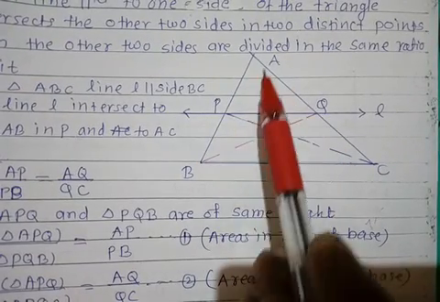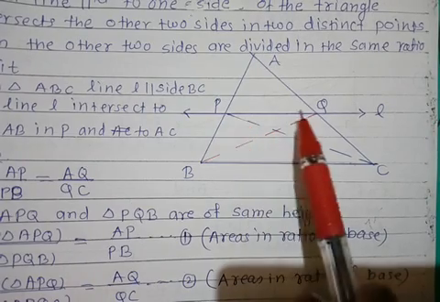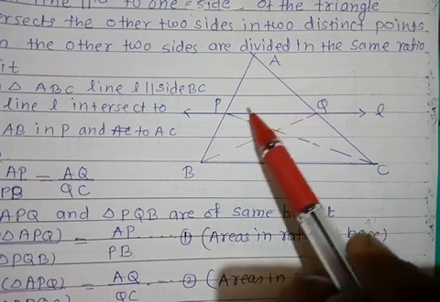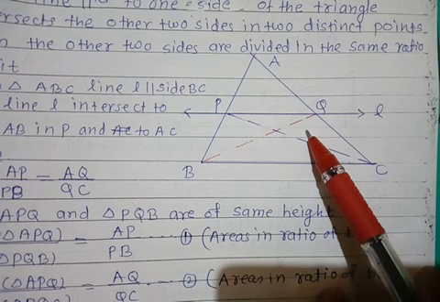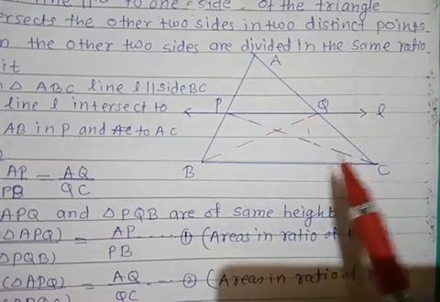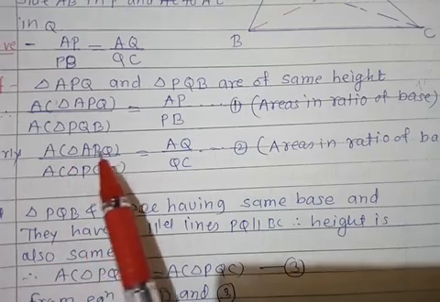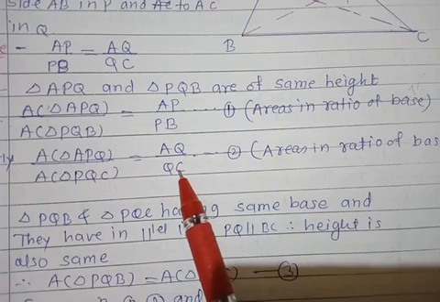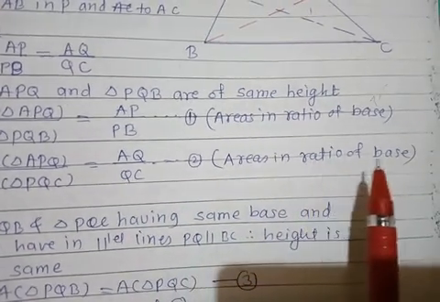That is the same triangle APQ, but take another triangle here, this is PQC. Here also if we draw the height, then that height is of that triangle and that triangle. So those also have the same height. The base divided by base means AQ by QC. Therefore, I have taken triangle APQ divided by PQC equals AQ by QC. Equation 2. Same reason, area in ratio of base.